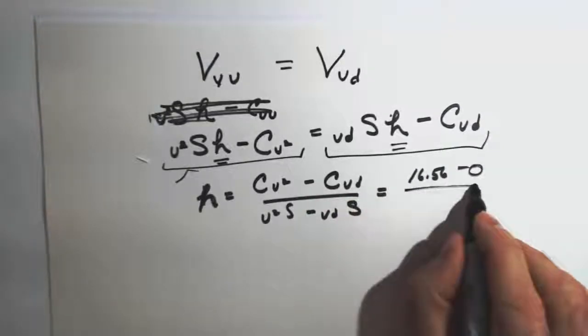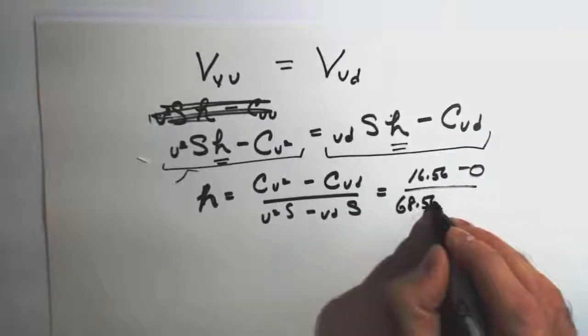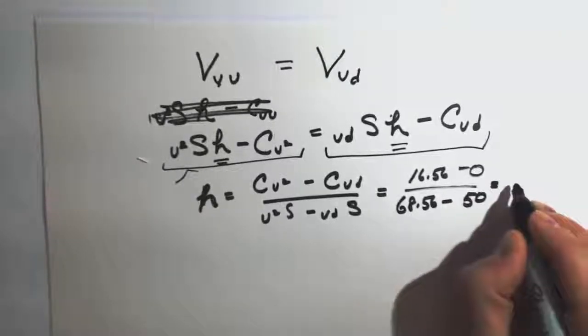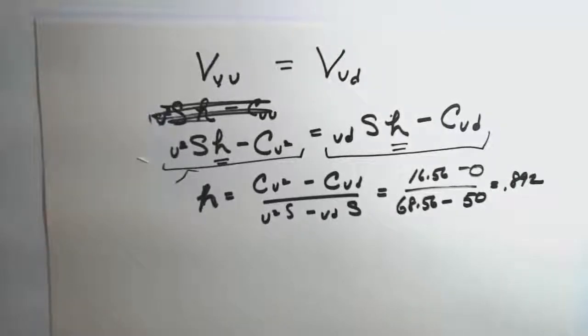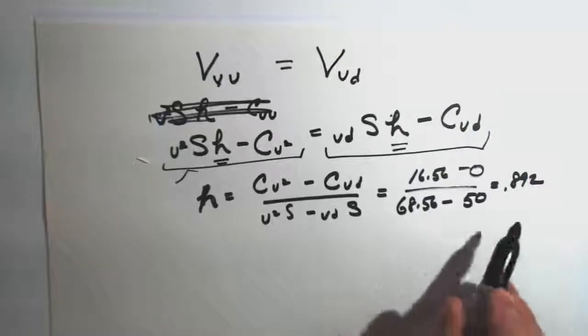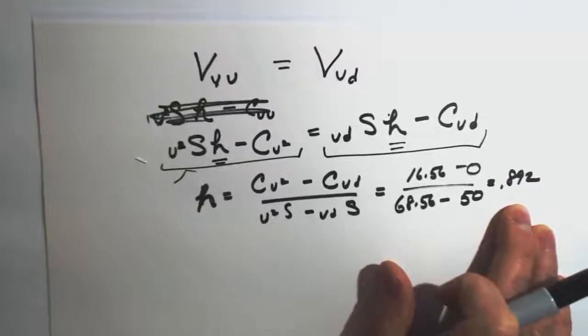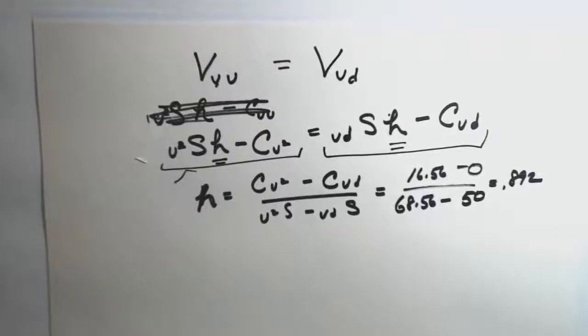And then what we're going to do is take the stock on the upside, 68.56, and subtract it on the downside, 50. That means H is going to be 0.892. H will always be somewhere between 0 and 1, including 0. It could be 0 and it could be 1. So it's somewhere in between there. Here it's 0.892. Now I'll give you an interpretation of what H means in a second, besides the fact that it's a hedge ratio, and that's why it's labeled H.